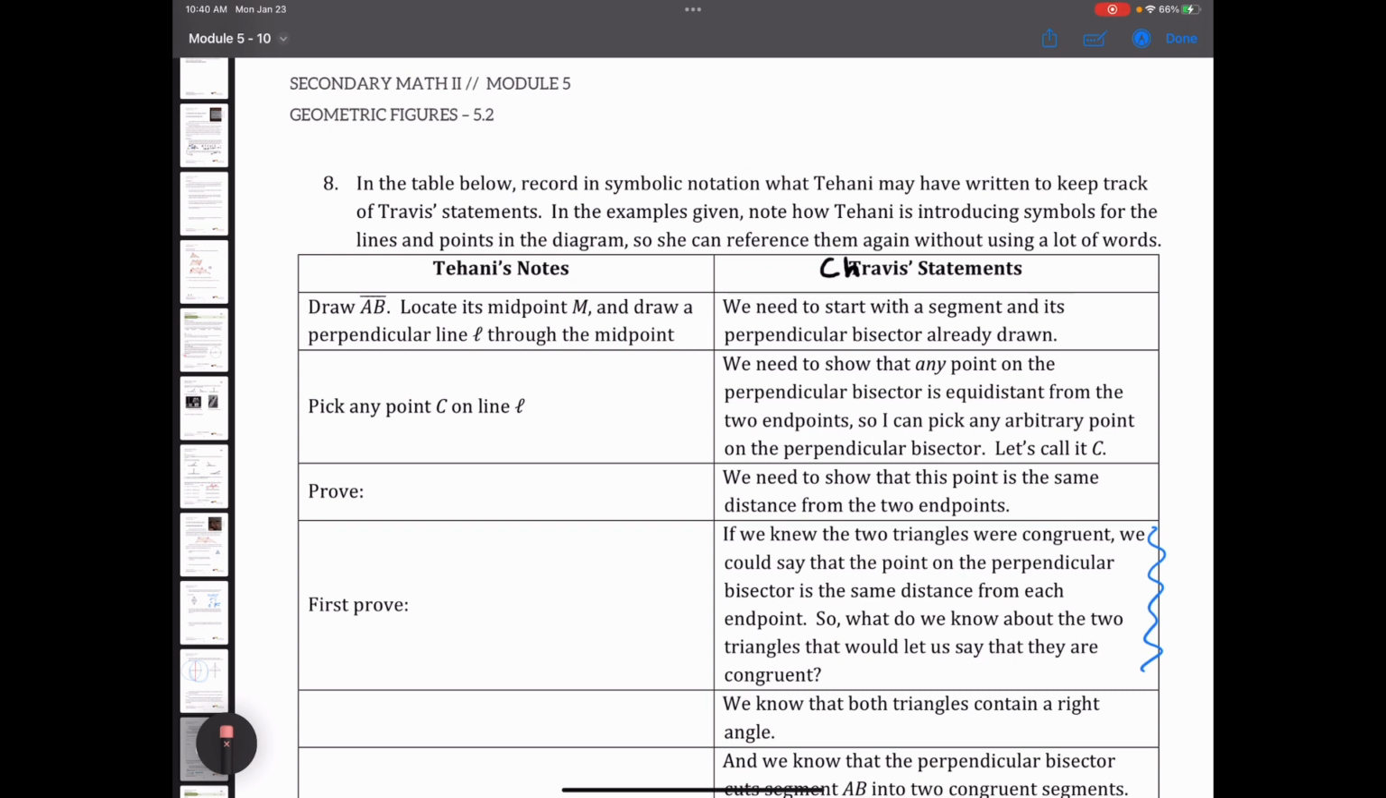That's a goofy paragraph. So then Tahani says, pick any point C on line L. Then Travis says, we need to show that this point is the same distance from the two endpoints. How can we show that? How do you think we could show that? Or what are we trying to prove? That this point is the same distance from the two endpoints.